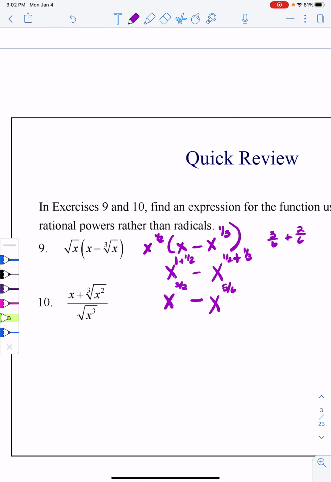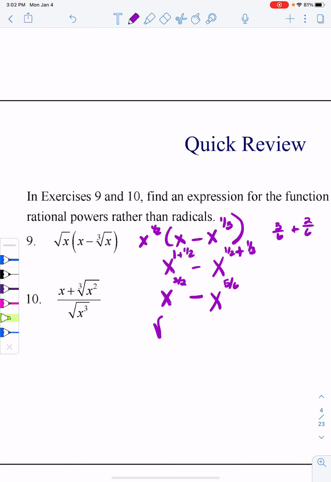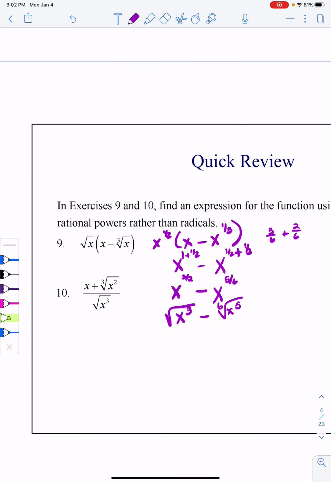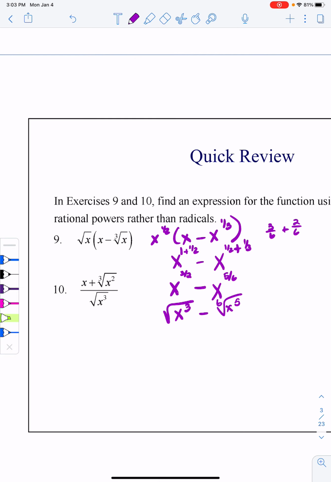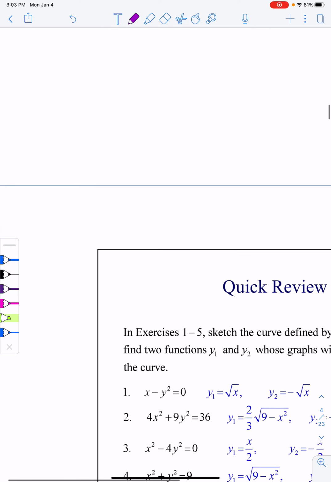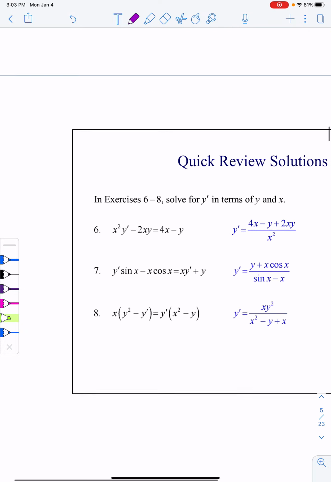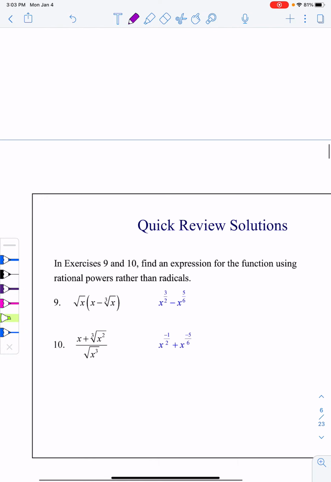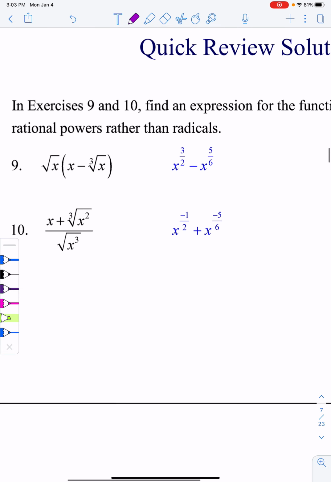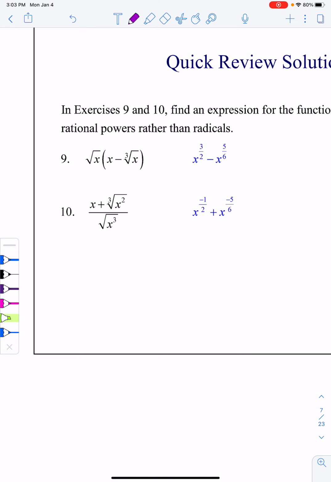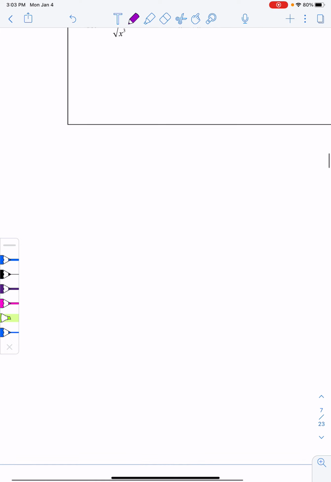If you wanted to put them back inside radicals, this would become a square root of x to the 3rd minus a 6th root x to the 5th. And so that's the kind of thing you would do there. And so those are the kinds of skills we might need to do to manipulate things. Like I said, I left the answers for you so you could check on some of your skills. You'll notice they left theirs as rationals rather than putting them back as radicals.